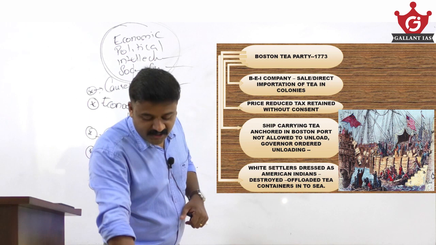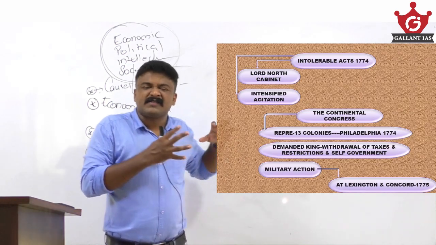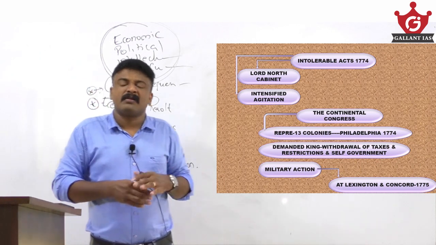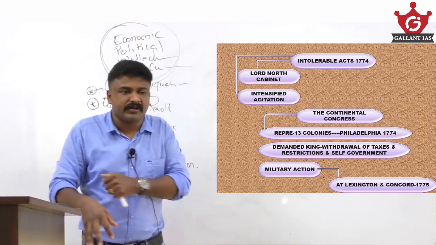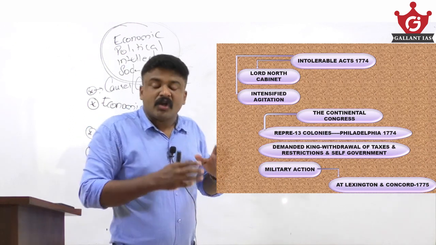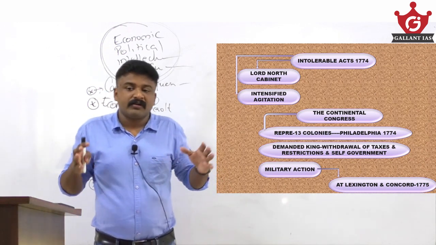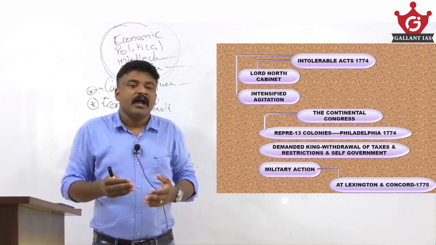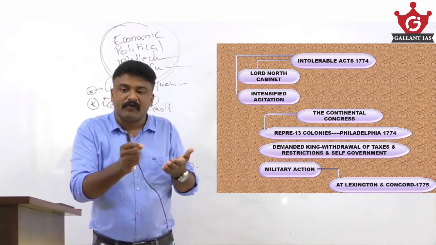Okay, that was the Boston Tea Party. After which there is a series of Intolerable Acts imposed upon American colonists, these settlers. After which there is a Continental Congress. The representatives of the 13 colonies of America gathered together and drafted a document of petition.